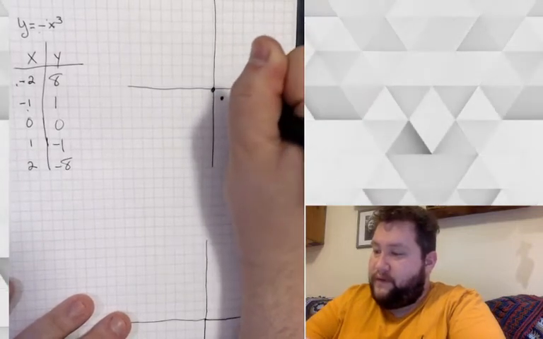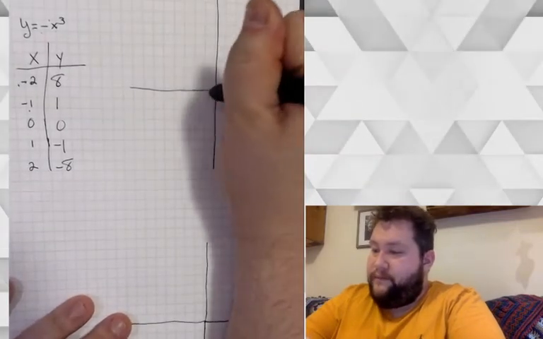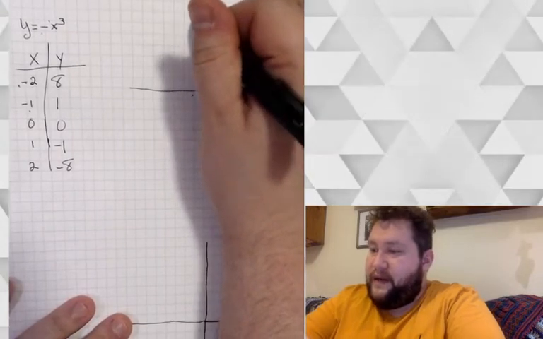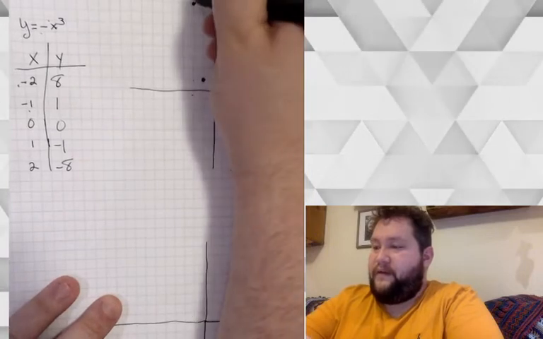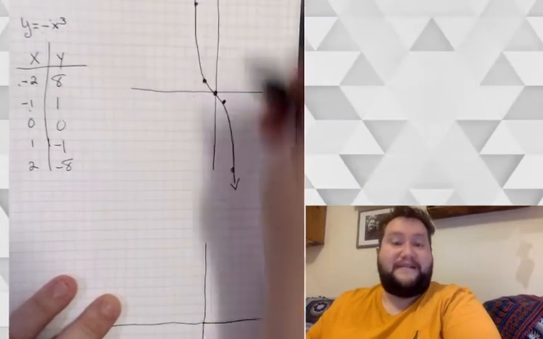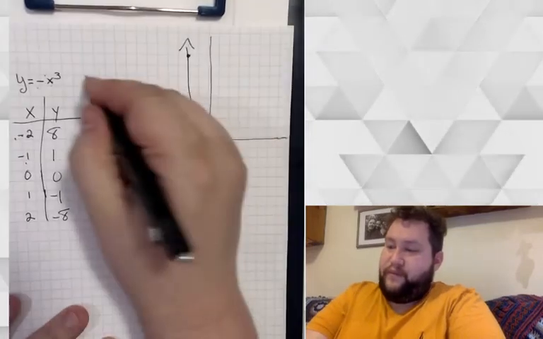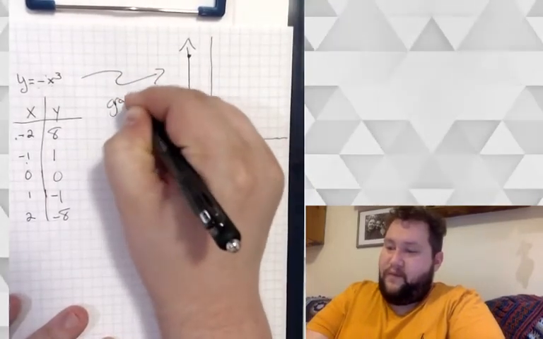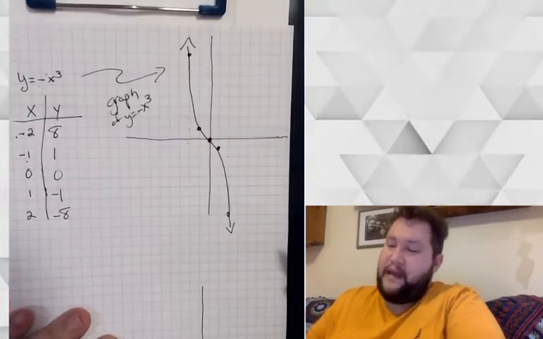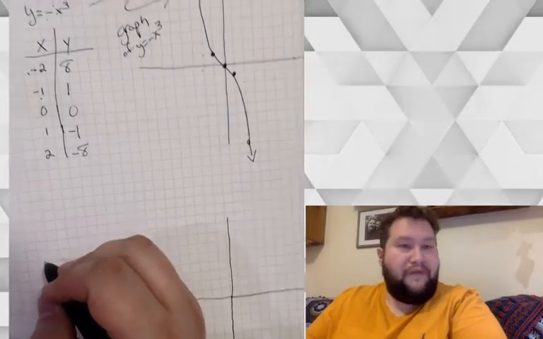1, 2, 3, 4, 5, 6, 7, 8. Negative 1, 1. Negative 2, 8: 1, 2, 3, 4, 5, 6, 7, 8. And so if we connect those, we have something that looks like that. This is the graph of y equals negative x cubed. And then, what if we would just kind of move that cube?